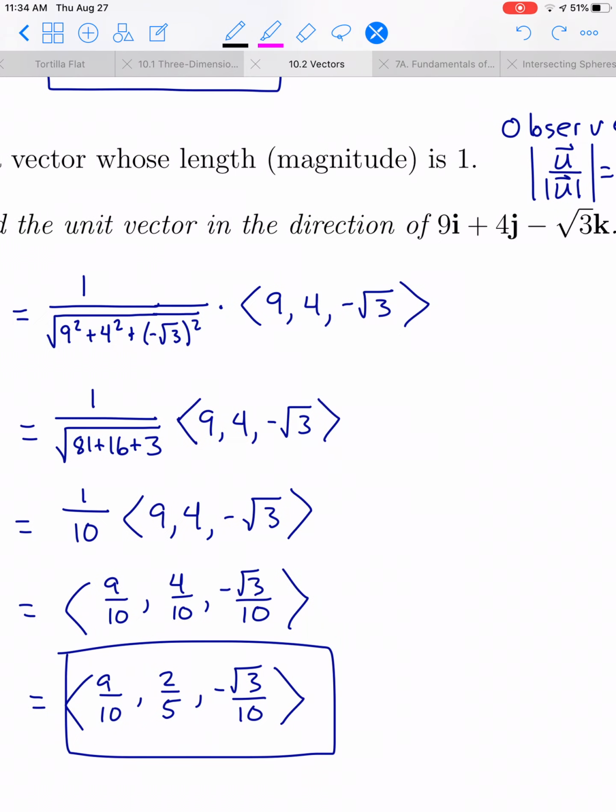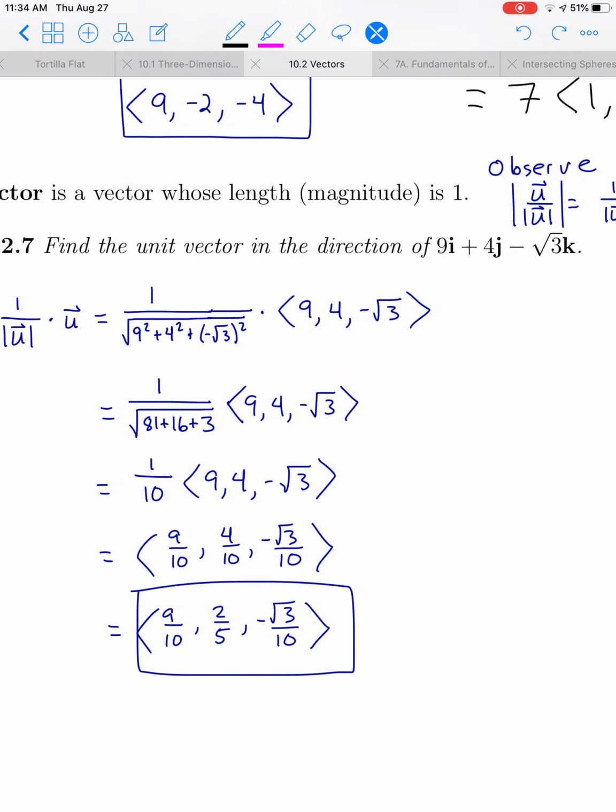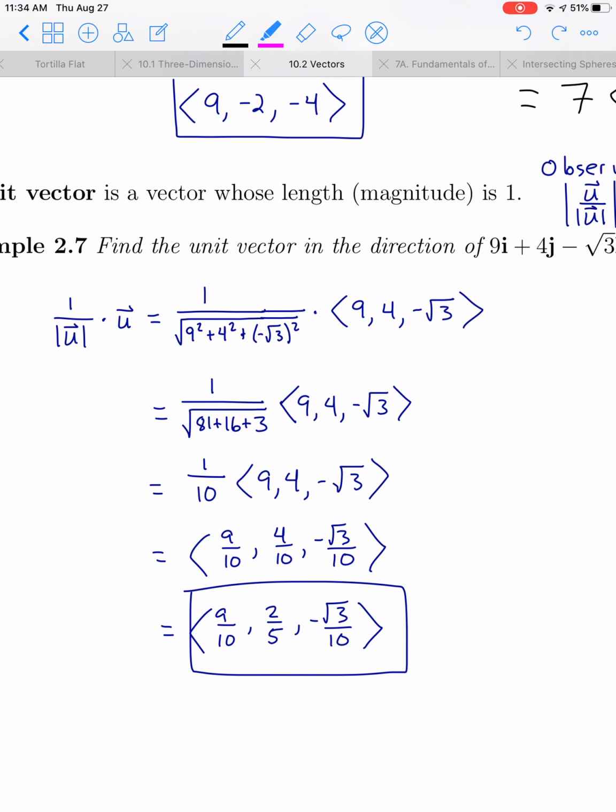Okay, so we'll use that formula to come up with our unit vector. In this case, we're given 9i plus 4j minus root 3 k hat. All in one shot, I'll write it down here. This is 1 over the magnitude of u, and we see 9 squared plus 4 squared plus negative root 3 squared as the magnitude formula suggests. This is our vector u. Alright, we work this out. This comes out to 1 over 10. We can multiply this into each component of the vector through scalar vector multiplication. Reduce this one here to 2/5, and we have our final answer.